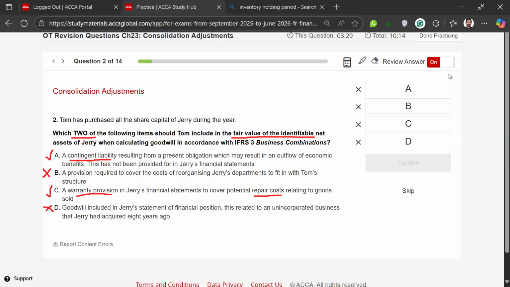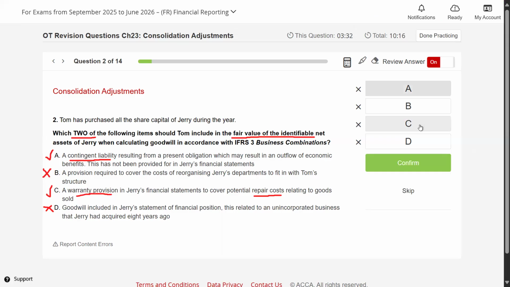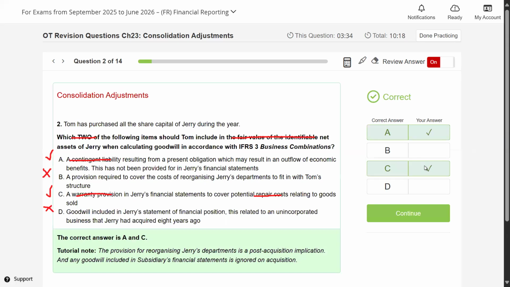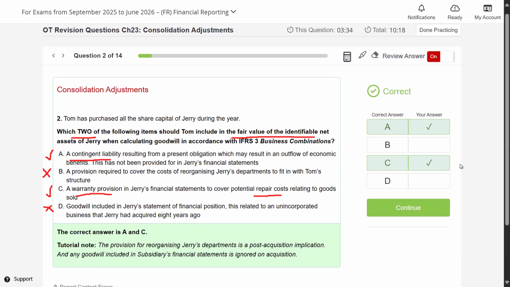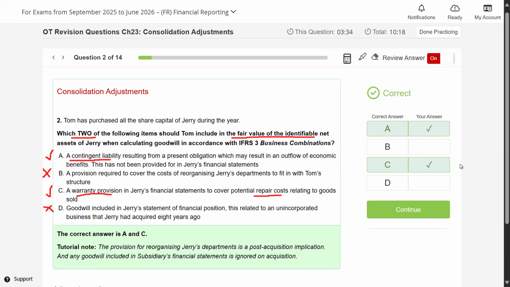Let's quickly take answers A and C. So these are the two items that would need to be considered, and these are the correct answers. So I hope this is clear. We can move on to the next one. This was a good question to remember which items would be considered as the net assets.